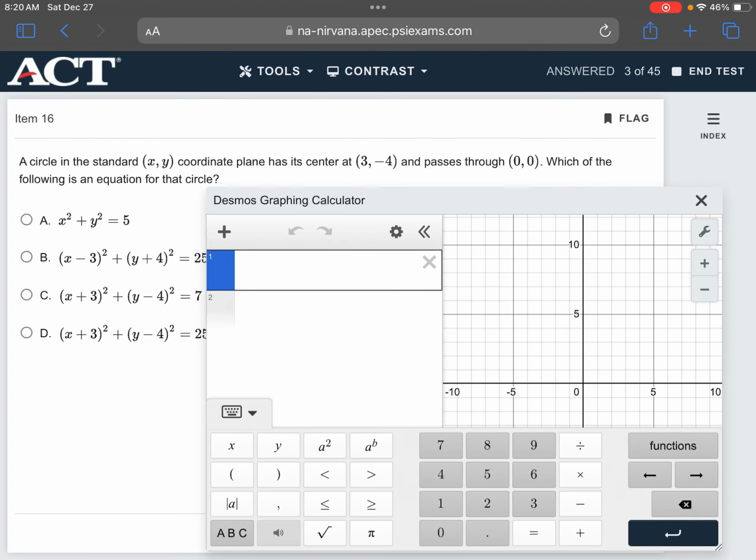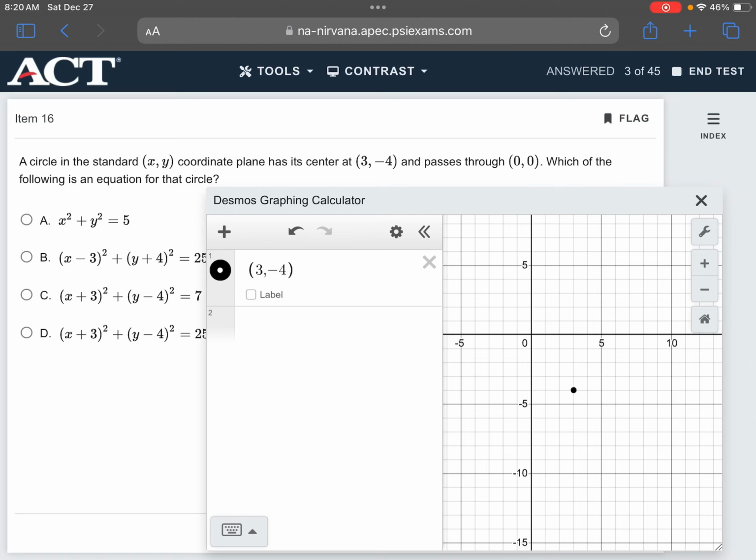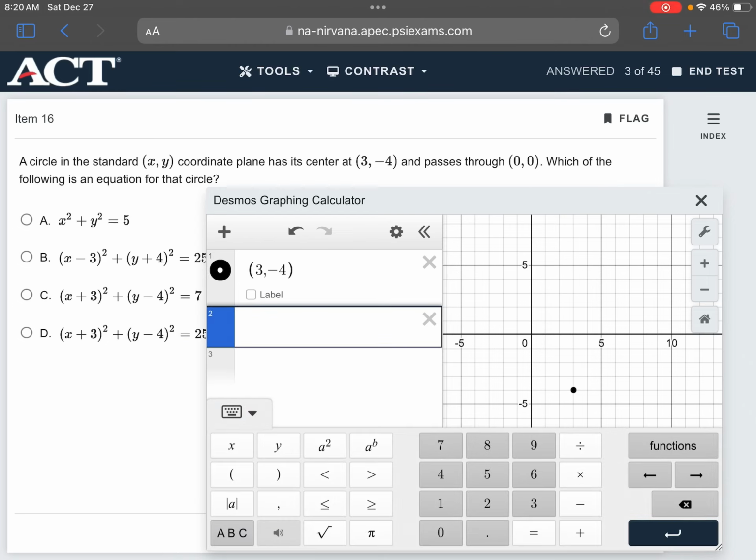So what I'm going to do before I start is put this point on my graph, 3, -4, because I don't even see it. Oh, there it is down there. So I know roughly where I need to go through. And now it really comes down to putting in those equations and seeing which one of those matches up, going through 3, -4, and then passing through 0, 0.